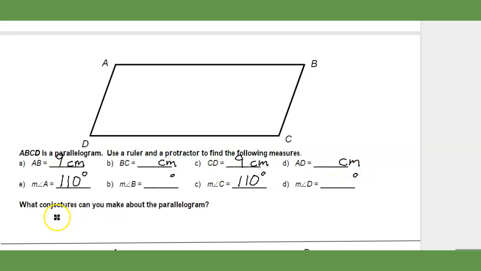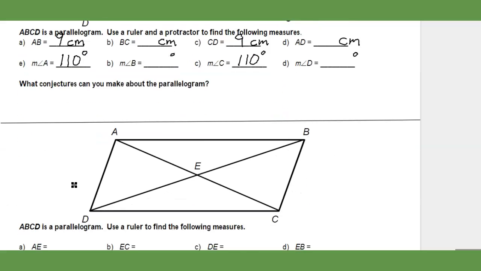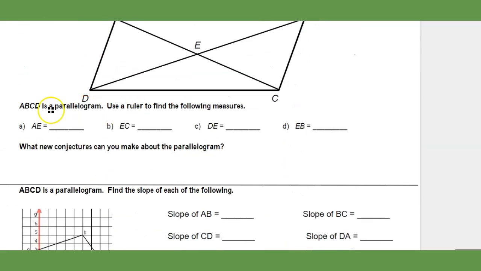And make some conjectures, such as: opposite sides of a parallelogram are congruent. Opposite angles of a parallelogram are fill in the blank. Consecutive angles of a parallelogram are fill in the blank. Just what do you notice is the same and what do you notice is supplementary? Okay. And of course we can do the same thing here.